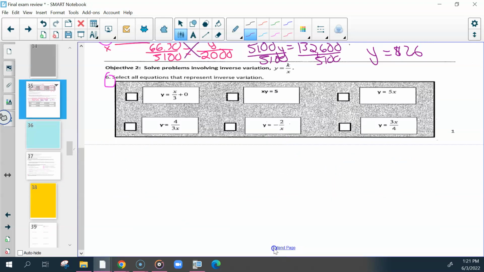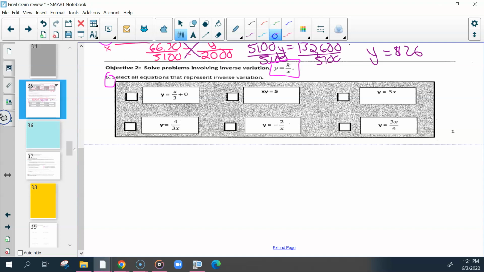For number 6, you're now looking at inverse variation, where y equals k over x. So we're looking to see which of these would be inverses. If it looks like that format where x is in the denominator, it's going to be an inverse. You could also graph these. If you graph them and it looks like this weird curve thing, it's called a hyperbola. If it looks like that, that would also be an inverse.